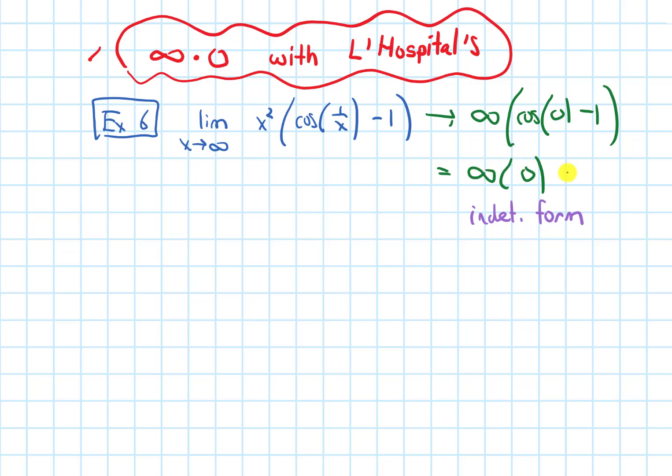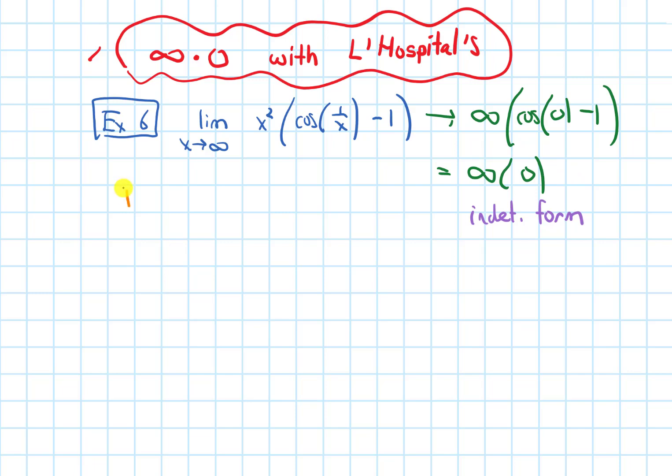I can't just say this is 0 because I'm multiplying by 0, because this 0 isn't actually 0. It's just really, really close to 0. Okay, so I can't just say the product will be 0 necessarily. So this isn't a form I can use L'Hopital's rule on.